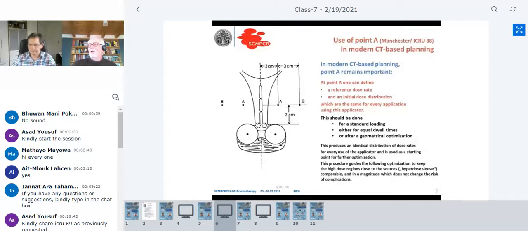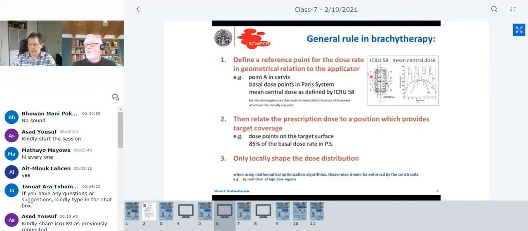Actually, this is a general rule in brachytherapy. In brachytherapy, we should always define a reference point for the dose rate, and we should always define it in a geometrical relation to the applicator. And for cervical applicators, this will be point A. But if we're doing, for instance, an interstitial application using the Paris system, our basal dose points will be the reference point for the dose rate.